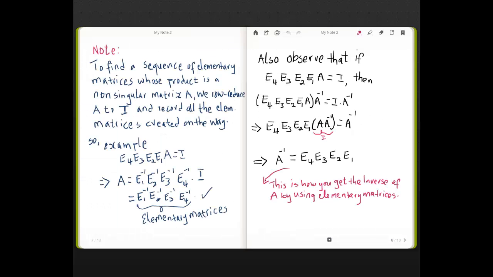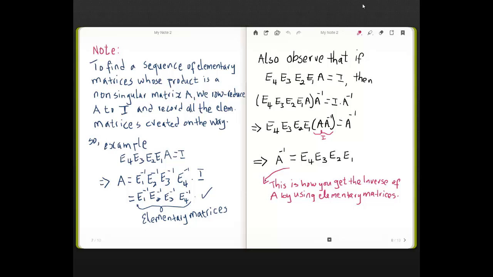Note, as I mentioned before, there would be instances where I would ask you to write an invertible matrix as a product of elementary matrices, and I expect you to be able to do that. Or I may ask you to find the inverse of a matrix A using just elementary matrices, or to write the inverse of a matrix as a product of elementary matrices, and I expect you to be able to do this with relative ease.